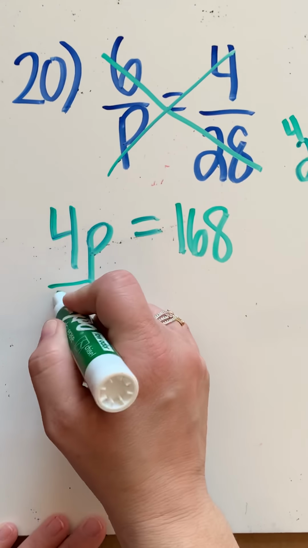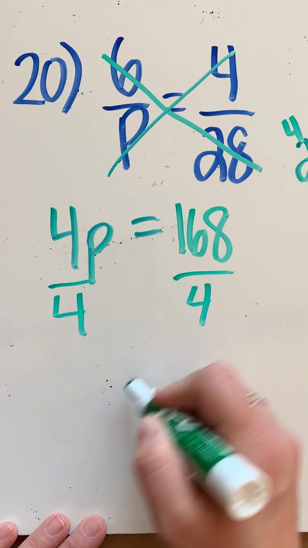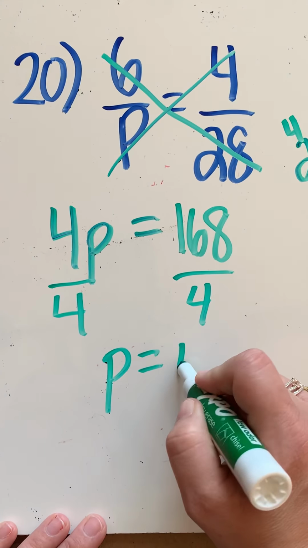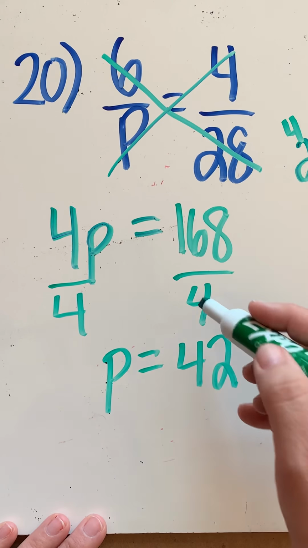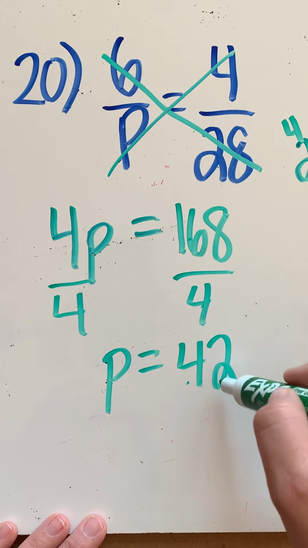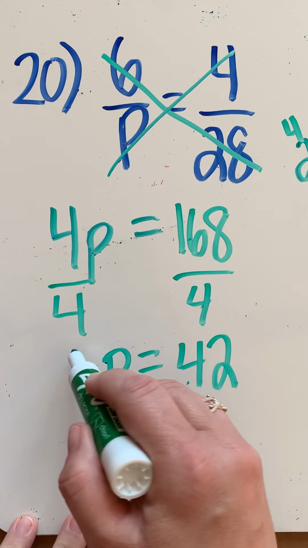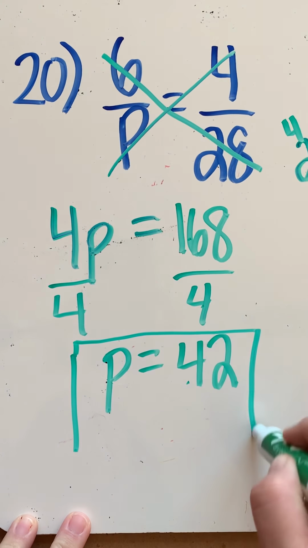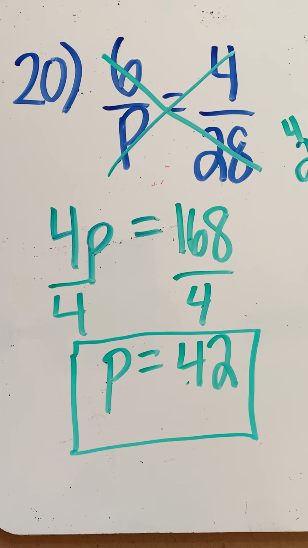And then we're going to divide both sides by 4, and we get p equals 42. If you're not sure how I got 42, 16 divided by 4 is 4, and then 8 divided by 4 is 2. So 42. Okay? Those are proportions in a nutshell.